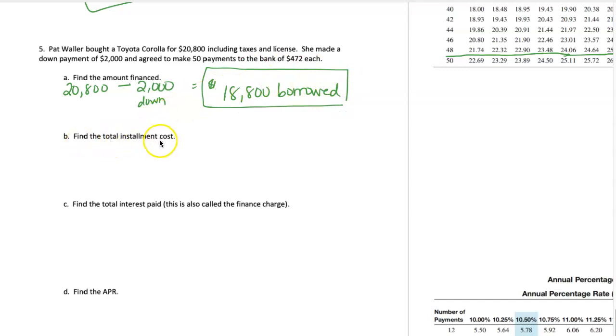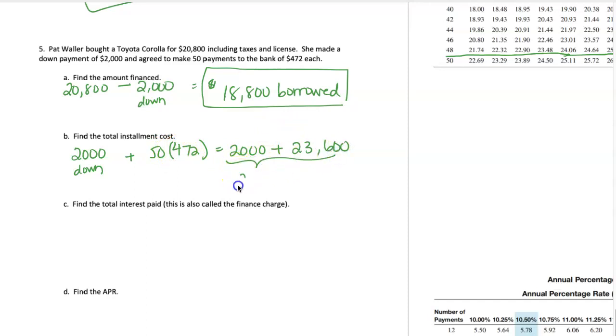Find the total installment cost. Now remember, the total installment cost is the total paid altogether. So that's the $2,000 down payment that was paid, plus there were 50 payments, and each payment was $472. So that gives us a $2,000 down payment, plus all the payments together totaled $23,600. Altogether, that's $25,600. And that's the total paid, or the total installment cost.